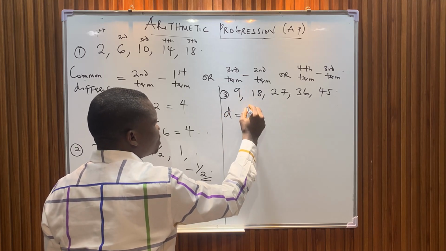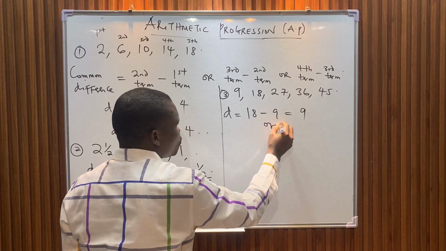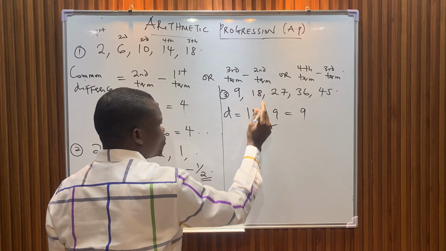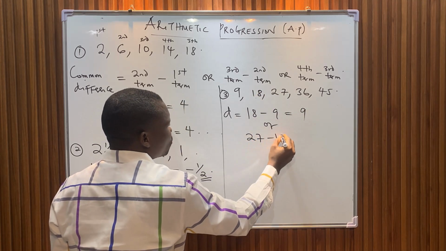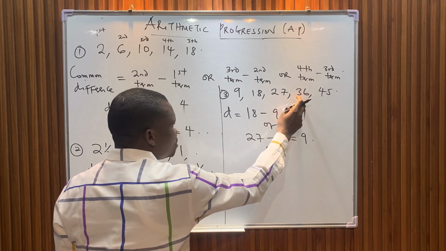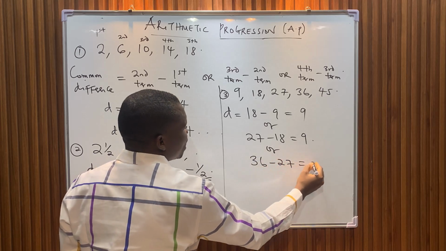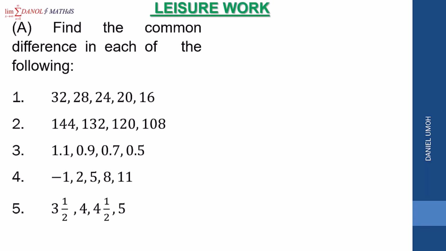Second term minus first term, that's 18 minus 9, and this is what? 9. Or you can say third term minus second term, that's 27 minus 18, and that's what? 9. Or you can also say the fourth term minus third term, that's 36 minus 27, and that is 9. I hope you understood what we just explained.